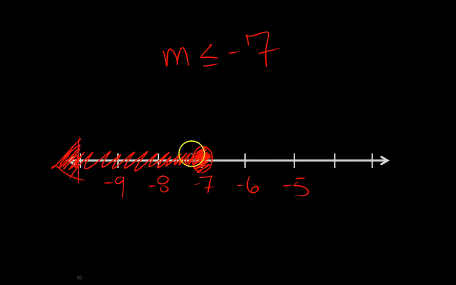And let's substitute in a number, negative 9. I shaded negative 9 in, so let's check it. Negative 9 is less than negative 7. The mouth is facing the larger number, so that means this is correct.